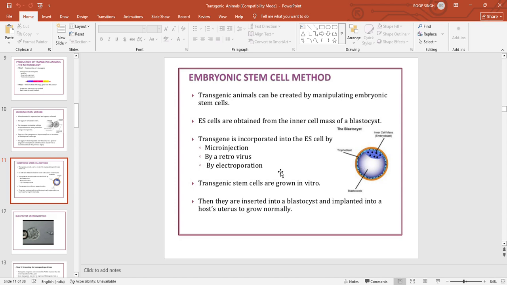After introduction of the foreign gene into embryonic stem cells, the transgenic stem cells are grown in vitro, and then embryonic stem cells with the transgene are selected. Then these genetically manipulated embryonic stem cells are inserted into the blastocyst and implanted into the uterus of a foster mother to grow normally.